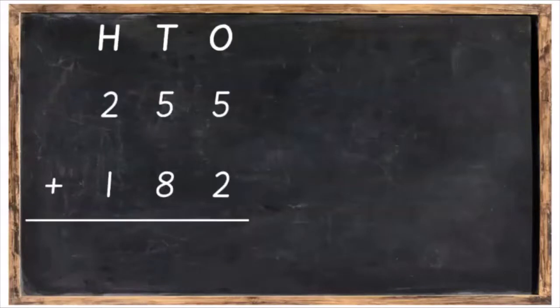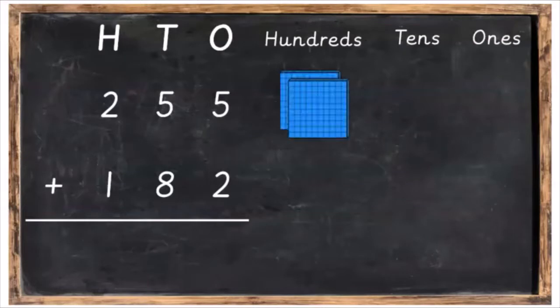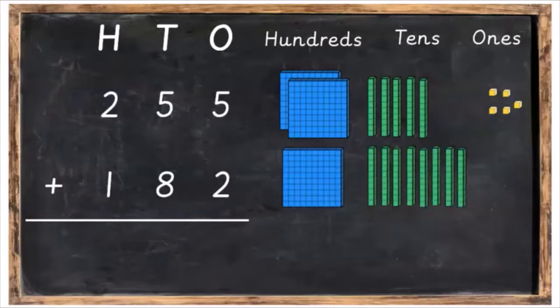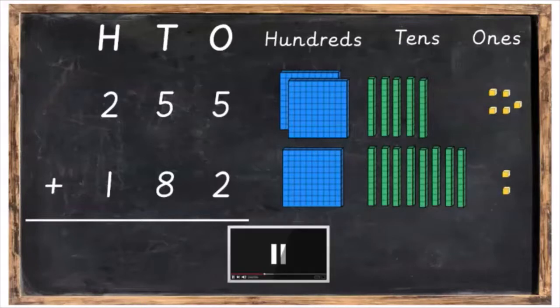Right, so we're going to take that sum and we're going to make that sum using hundreds, tens and ones. So we're going to have 2 hundreds, 5 tens and 5 ones, and then for the 182 we're going to have 100, 8 tens and 2 ones. Press pause, and when you're ready, press play again.